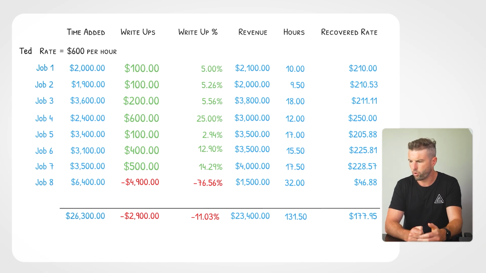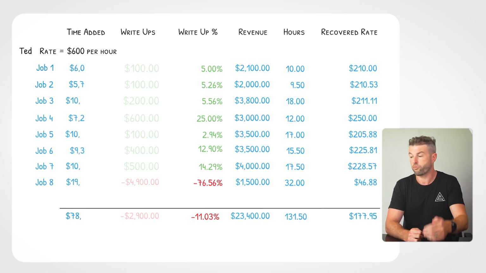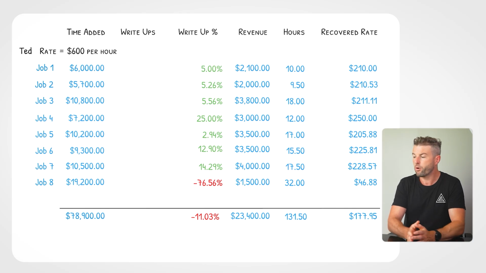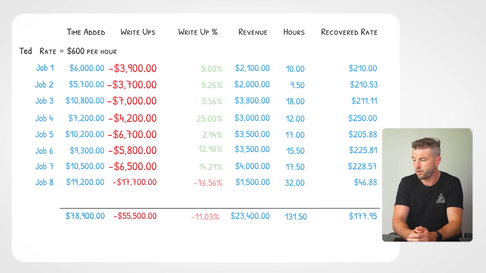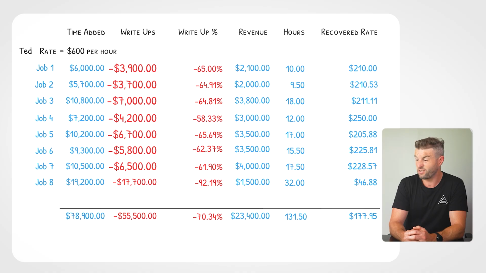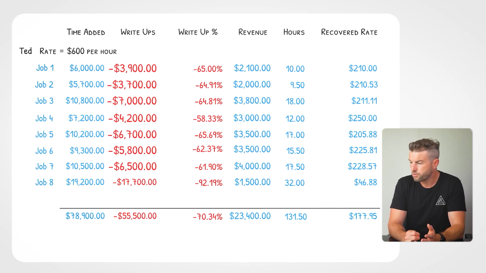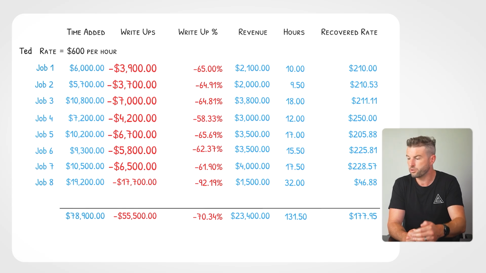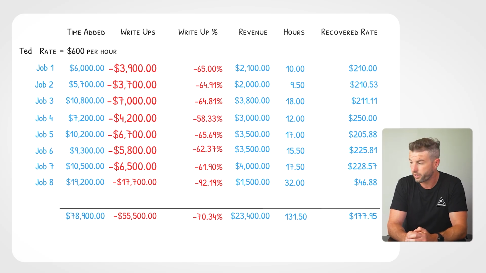So let's take a look at this. Now Ted's rate is 3 times higher, so all this time added is going to be 3 times higher than the previous example. So now we've got huge net write-offs. Our recoverability is at negative 70%, so we're writing off 70% of his time. The revenue hasn't changed, because that's what we're able to bill. If we take the time added and adjust by the net write-ups, we arrive at the same revenue figure. So that hasn't changed.